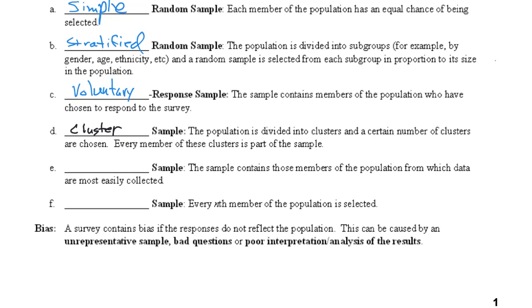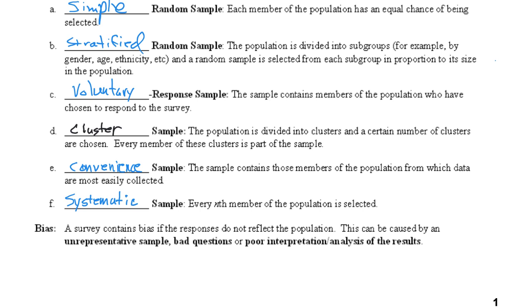Now, the next type we have is a convenience sample. This sample contains members of the population from which data is most easily collected. So imagine if you've done surveys with some other people, and those people always say, yeah, give me a call, I'll do any survey for you. That is called a convenience sample. Or you go to some place where the people have to go and do the survey in order to be part of the organization. That's called a convenience sample. Now, the last type of sample is a systematic sample.